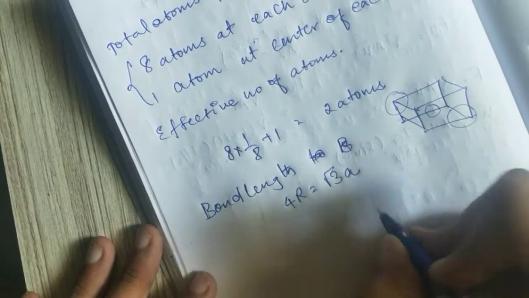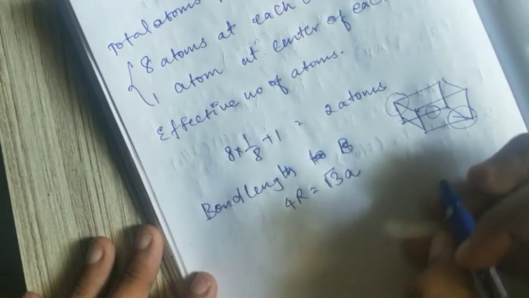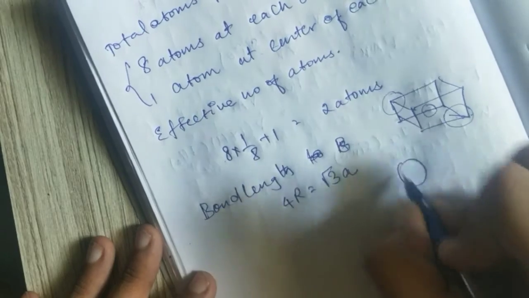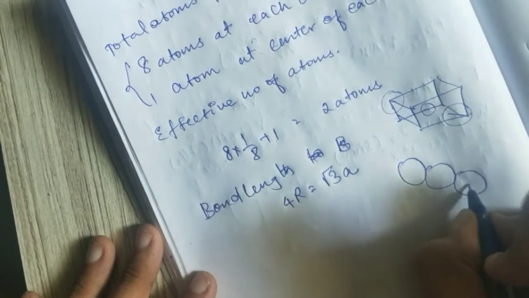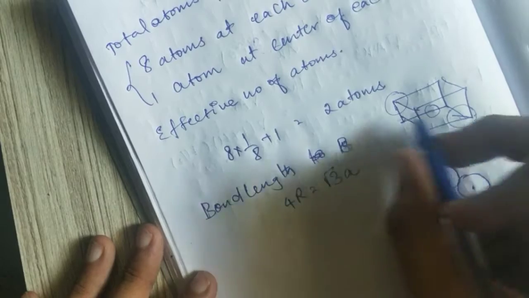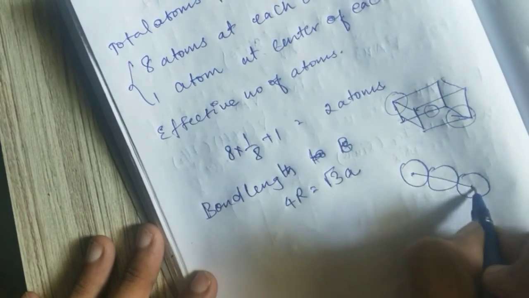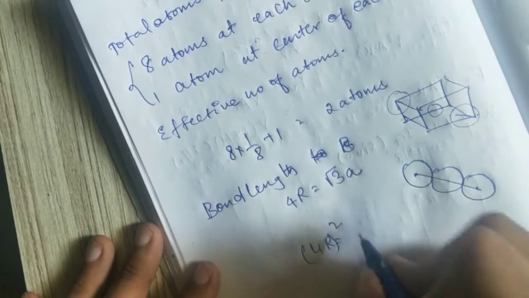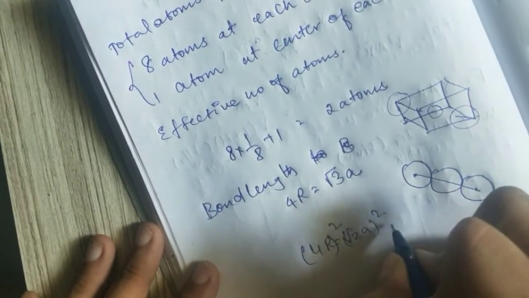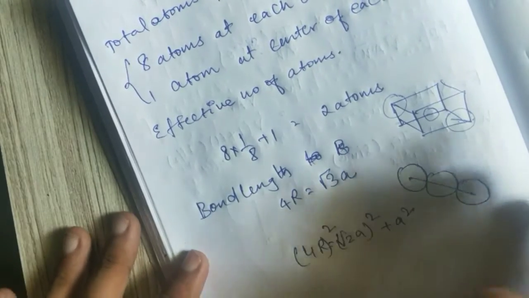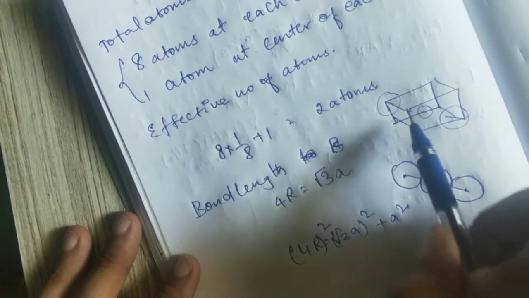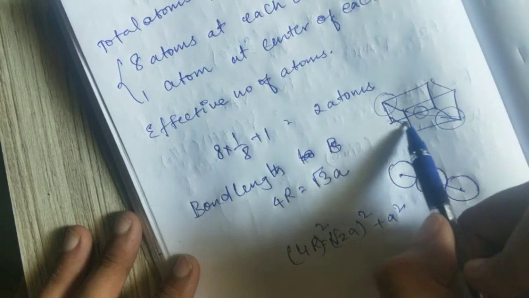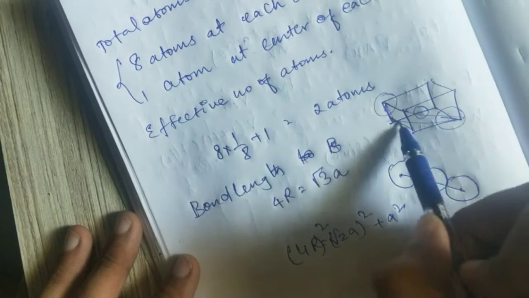Using Pythagoras theorem, we'll get this. Actually these atoms will touch each other. I'll show clearly how it will be. In this model, these will be touching each other. Okay, and overall this length is 4r. 4r whole square is equal to root 2a whole square plus a square. Okay, if you see, this will form a right angle triangle. 1, 2, and this 3. This is a, this is root 2a.